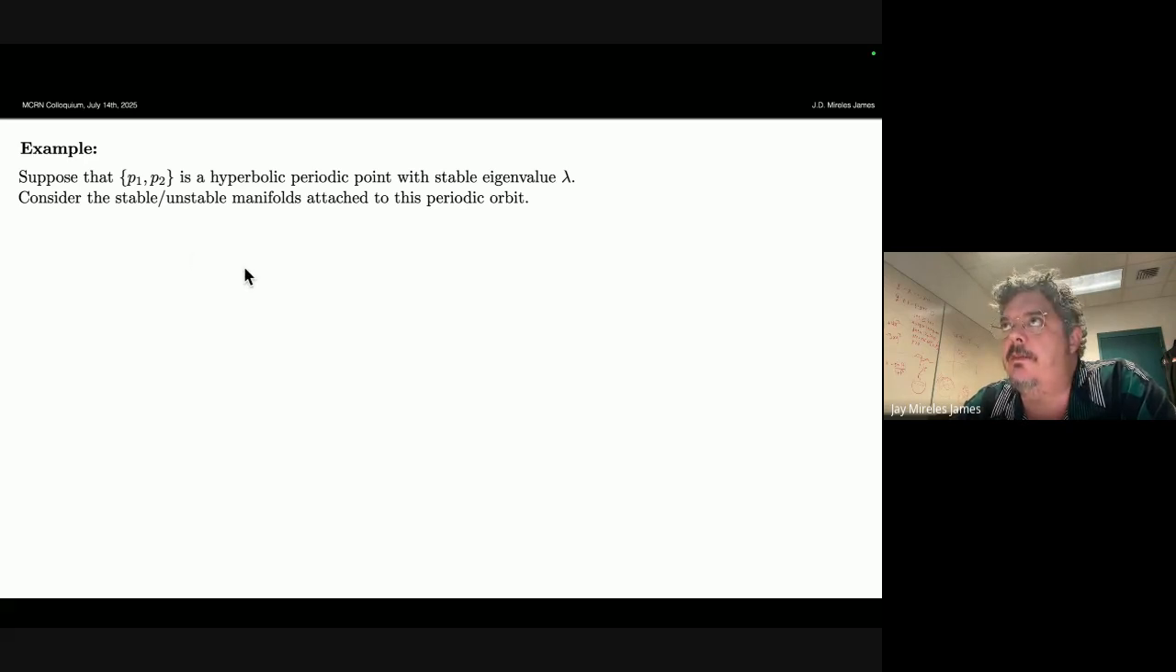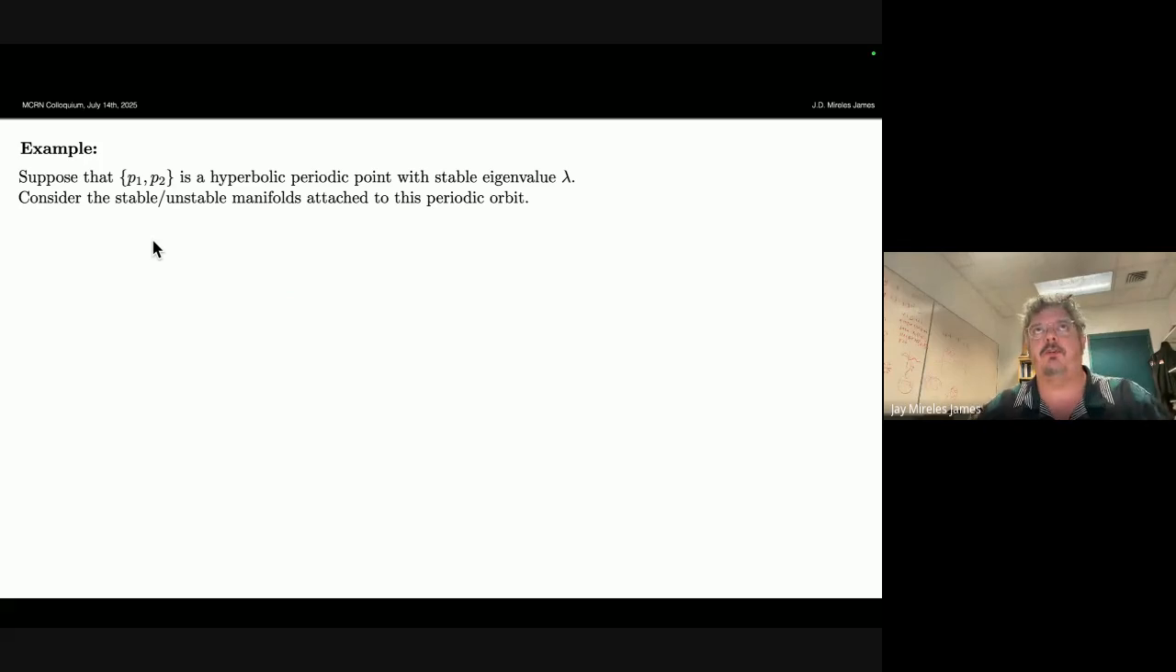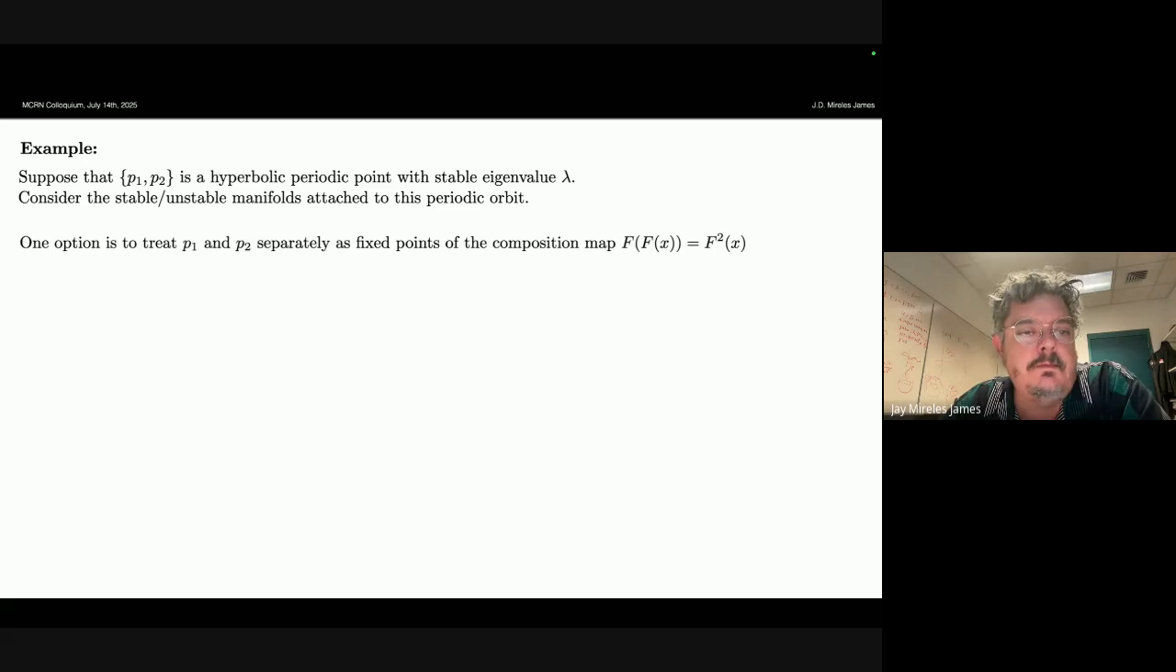Another generalization of what I just showed you is you could say, okay, fixed points are great, but the Henon map has period 2 points and period 10 and 15, 20 points. What if I want to study the manifold attached to a periodic point of higher order? Well, of course, you could just look at compositions of the map. So, a periodic point for F, a period 2 point, for example, is a fixed point of the composition map.